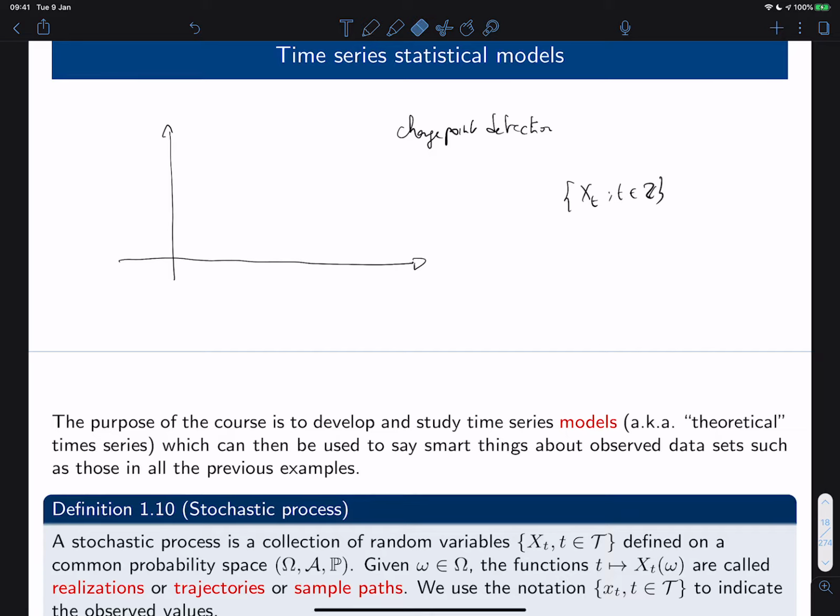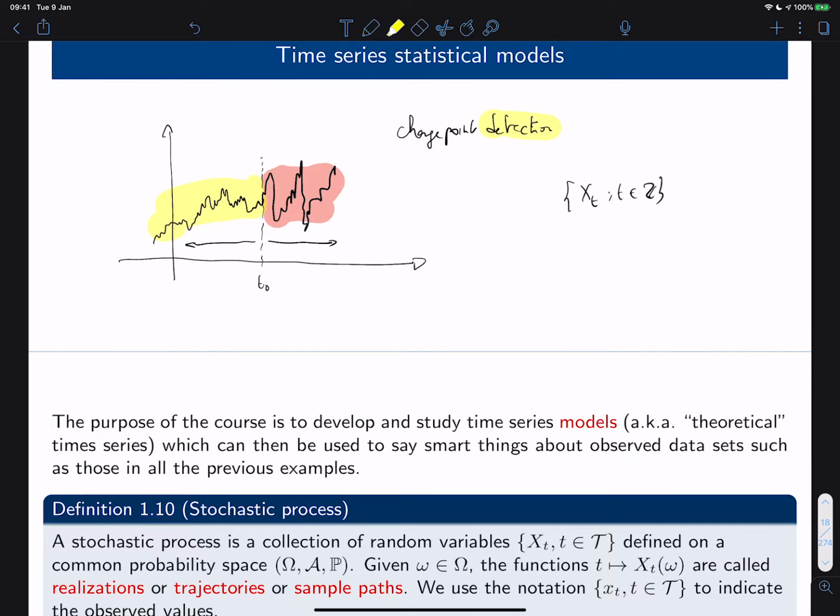My drawing here is really awful, sorry. We observe one realization of the process which behaves a bit like this, something like this, and then something like this. And we see that there is some kind of different behavior between this part here and this part here. A very important question would be to understand, is there at some point in time, let's say t0, a break in the model? Is the model different after this time than it is before? So we want to be able to detect a change point.